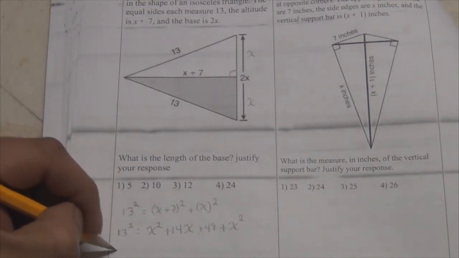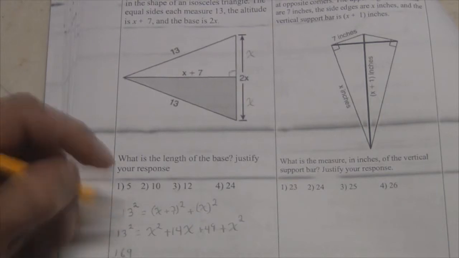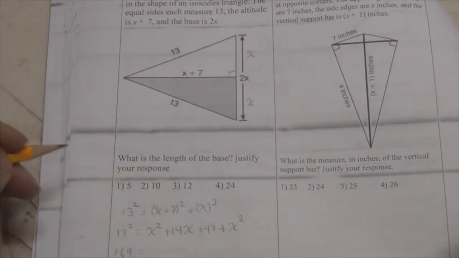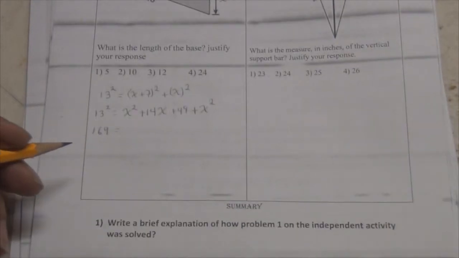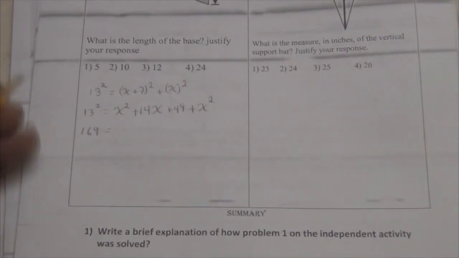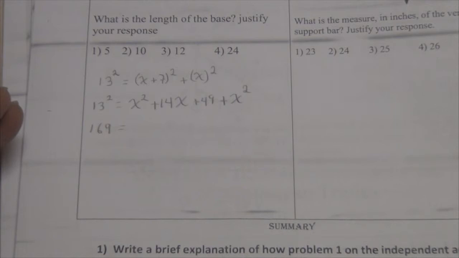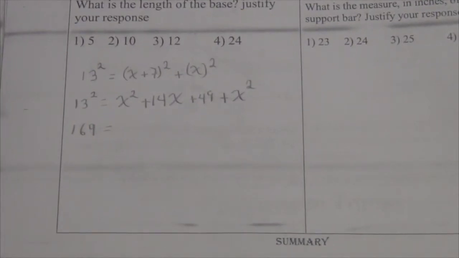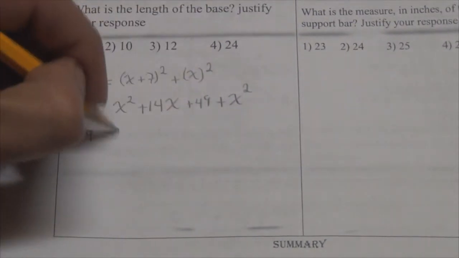So first, 13 squared is, I think, 169. Now that I have the problem set up right here, I can zoom in so you can see it better. So 169 now. x squared plus x squared is 2x squared.